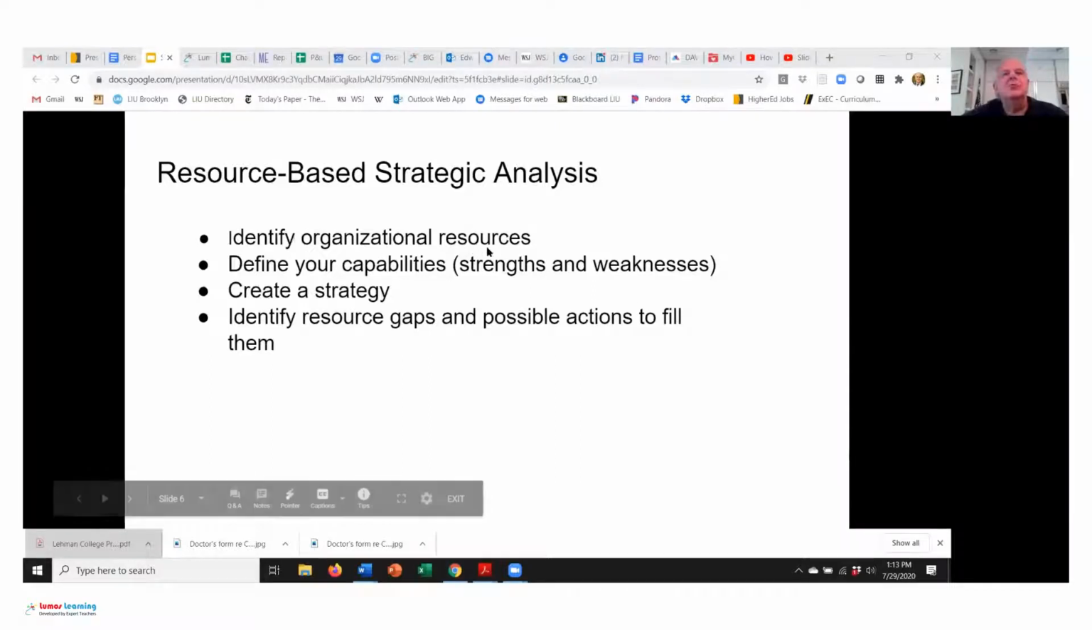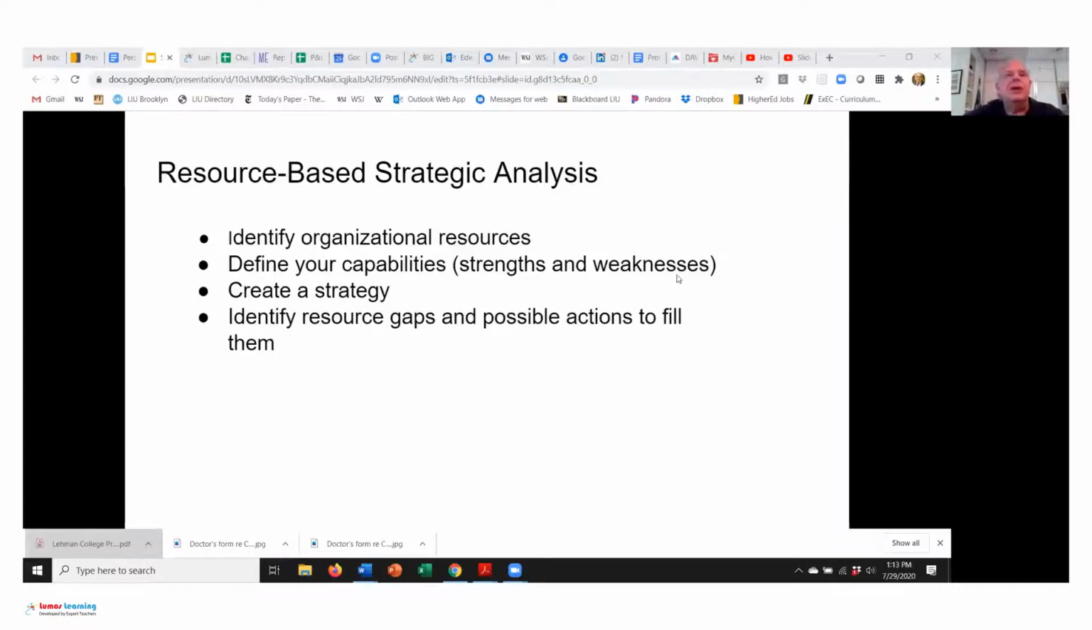So first, you need to identify the resources that you have. You need to define your capabilities. So you need to honestly think about, what are my strengths and weaknesses? What do I do the best, and what am I really suffering with not being able to do well? So, technology may be your strength, or having strong, very personally connected teachers with your students is your strength. And your weakness might be that your class size is large, or that your technology in certain areas is weak.